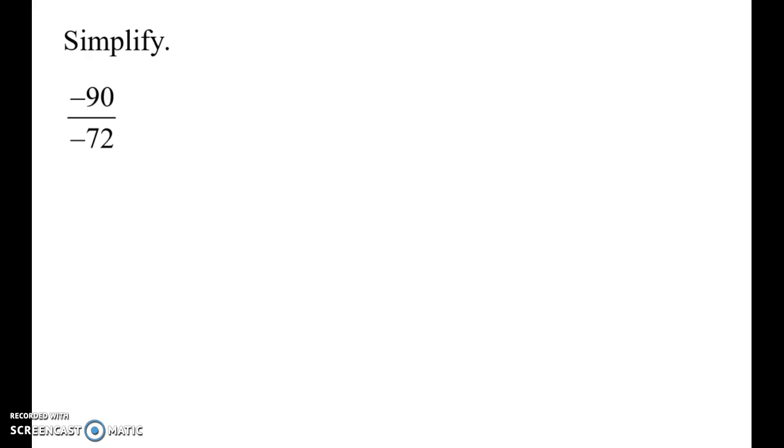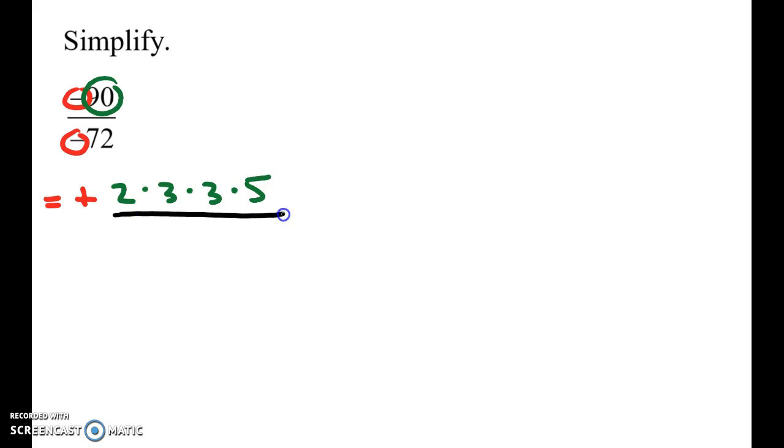First, figure out the sign of the answer. Negative divided by negative is positive. Find the prime factorization of the numerator. 90 equals 2 times 3 times 3 times 5.